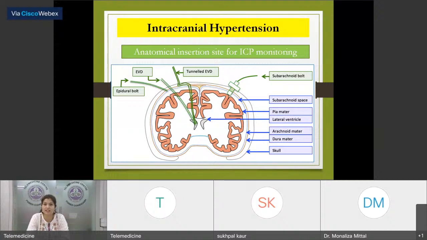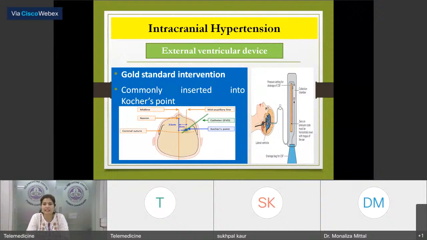As the name suggests, the subarachnoid bolt will be placed in the subarachnoid space. The epidural bolt will be placed in the epidural space, and the EVD, external ventricular drain, will be placed into the lateral ventricles. Out of these three, the most important is the EVD, the external ventricular drain. It is the gold standard.